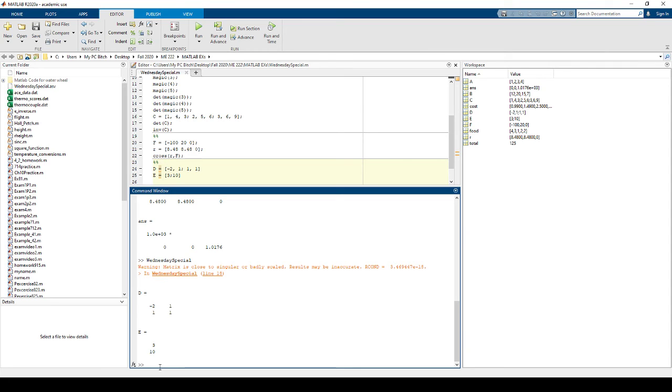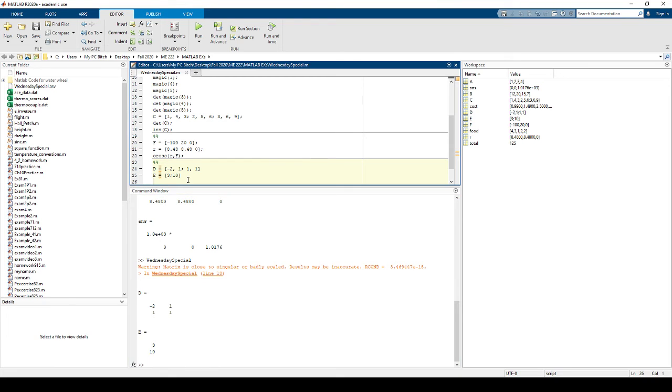Hey, we all need to be flattered sometimes. Oh, not down here. What am I doing? Type it in the command window.